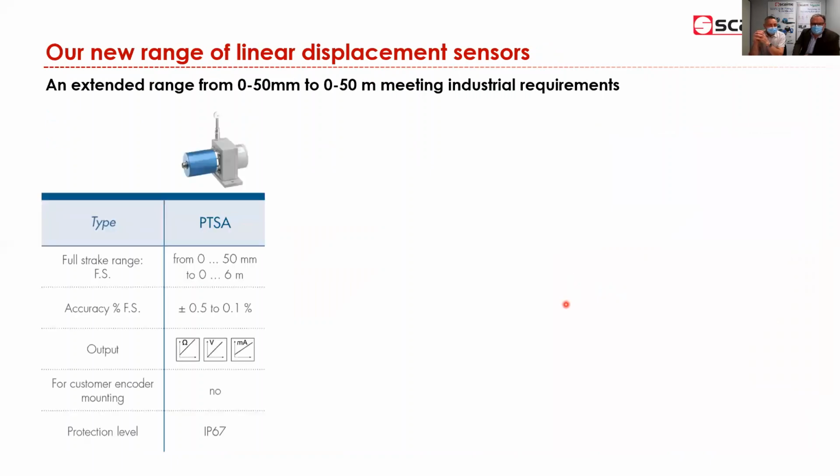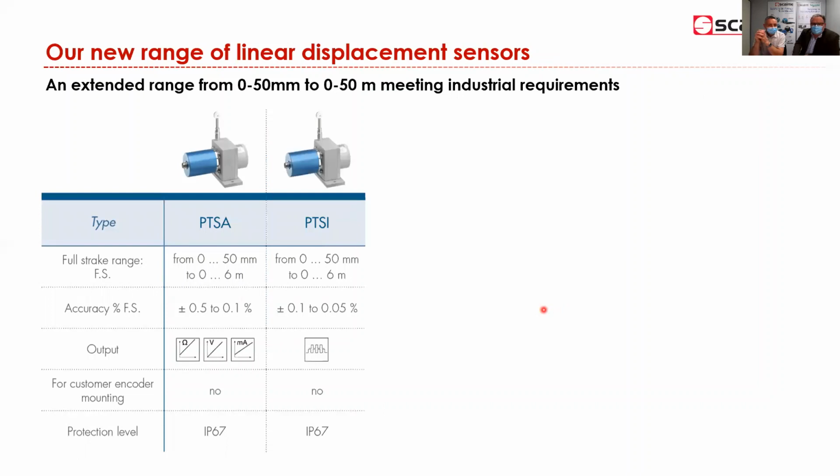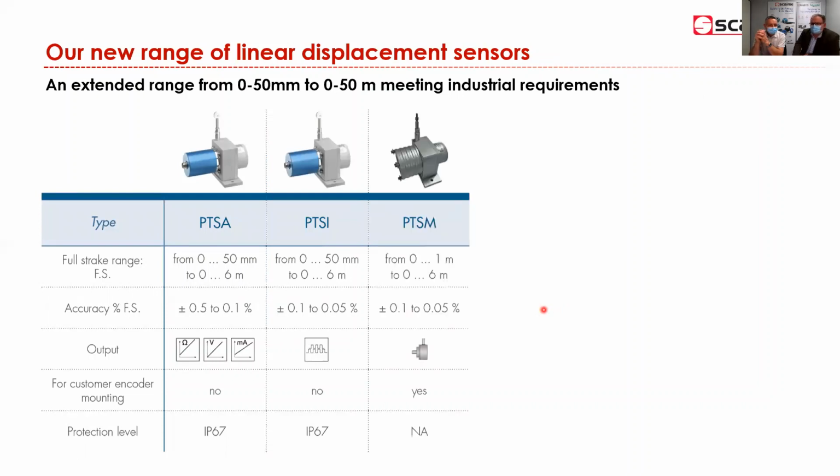Okay, so let's talk about the range itself. So we actually have two mechanics. We have the PTS, which is the lower range. Yes, small range. The maximum full stroke range in this series is 6 meters. Okay. Yes, and for this series, you can have the final letter A for analog output. Analog output will be directly potentiometer, or with electronic card, voltage output 0 to 10 volts, or milliamps output, 4 to 20 milliamps.